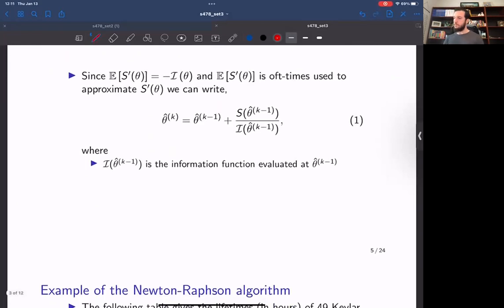We can also show that the expected value of S prime theta is equal to the negative of the information function. This is something else that you're going to show on assignment 1. Again, it's a pretty simple proof. It means that the Newton-Raphson algorithm that we showed on the previous slide can also be written as the estimate of the MLE at iteration k, equal to the estimate at iteration k minus 1, plus the score function evaluated at iteration k minus 1 over the information function at theta k minus 1.